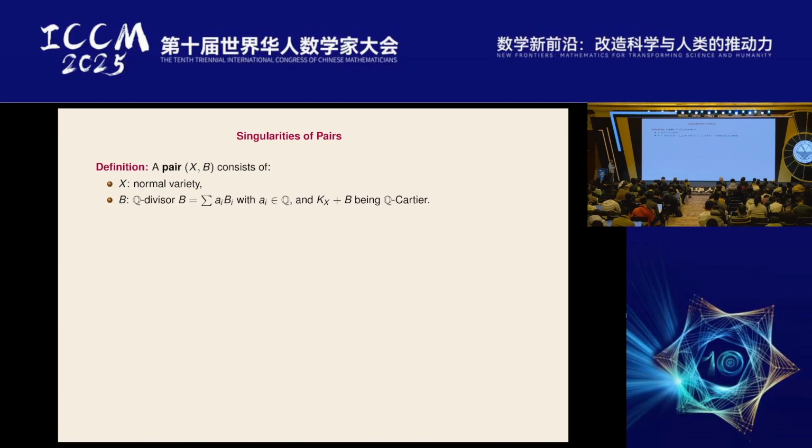So what is a pair? A pair is (X, B), where X is a normal algebraic variety, together with a boundary divisor B. This is just a finite linear combination of codimension 1 closed subsets, or in other words, prime divisors. So if you work in dimension 1, let's say if X is a smooth curve, then a boundary essentially is just picking finitely many points and assigning a number to each of these points. That is a boundary divisor.